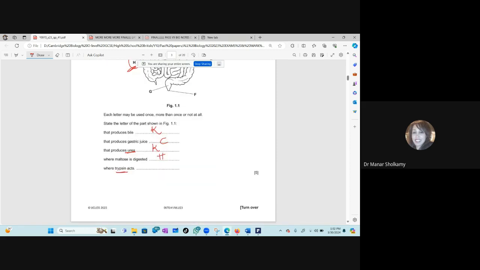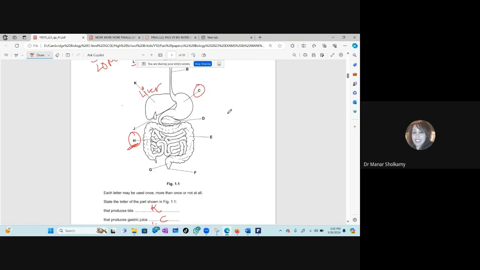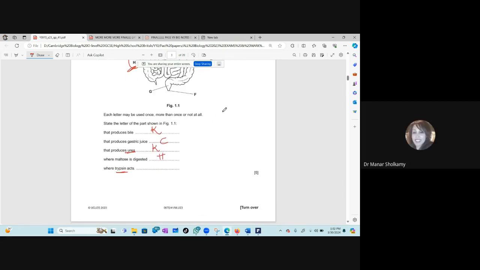Where does trypsin act? Stomach? No, no, no. Trypsin is in the small intestine, in H also. So trypsin is a protease. It breaks down protein into amino acids, and trypsin works in the small intestine. The enzyme in the stomach is pepsin. Pepsin. So don't get confused.